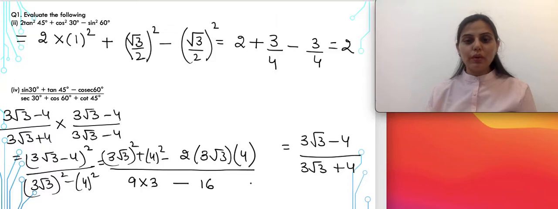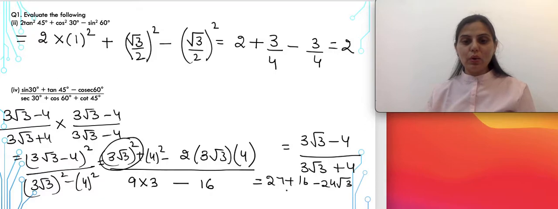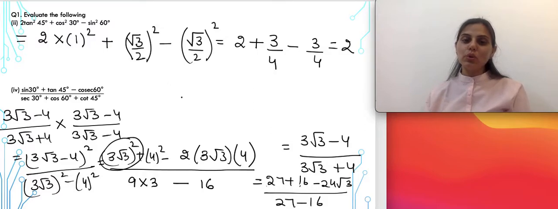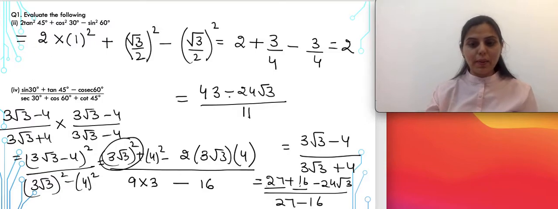So when you solve all these values in the numerator, you are going to get the square of this, that is 9 multiplied by 3, 27, plus 16 minus 2 3s are 6 and 6 4s are 24√3 whole divided by 27 minus 16. So eventually when you solve these, 27 plus 16, these two terms are the like terms here, so we can add these two and we'll get (43 - 24√3) whole divided by, when you subtract the denominator terms, you'll get the answer as 11. So this is the way you are going to write the answer.